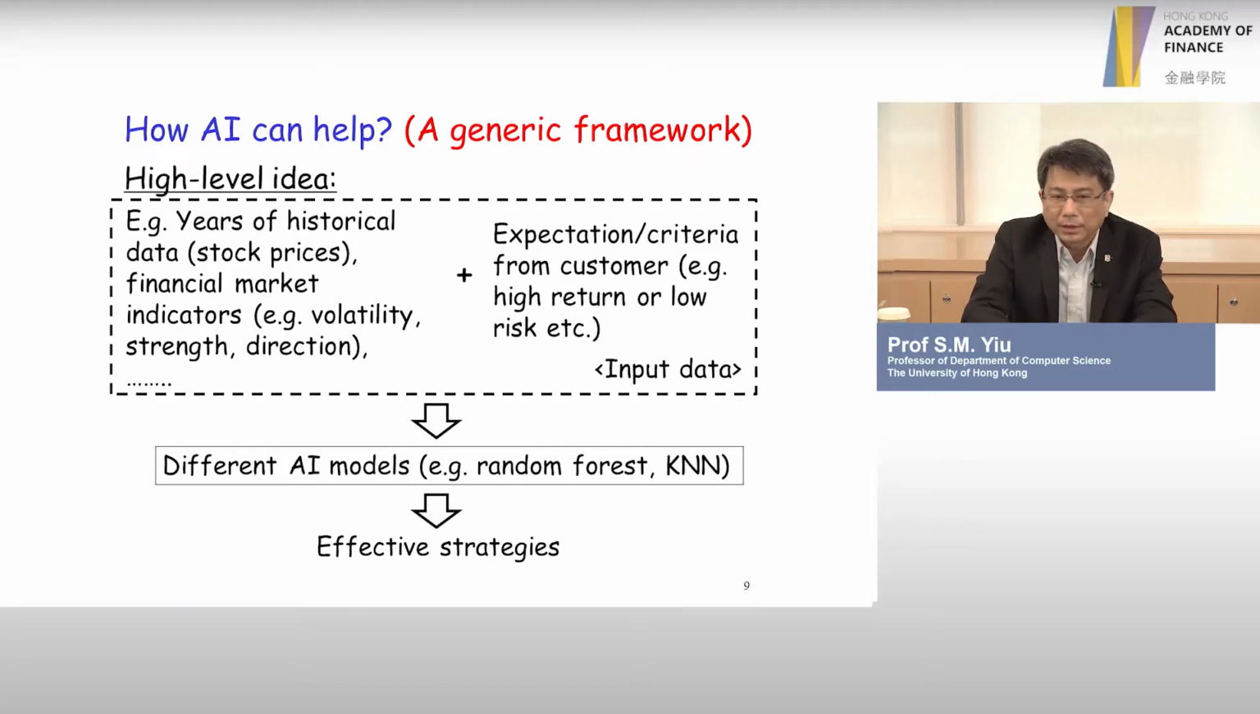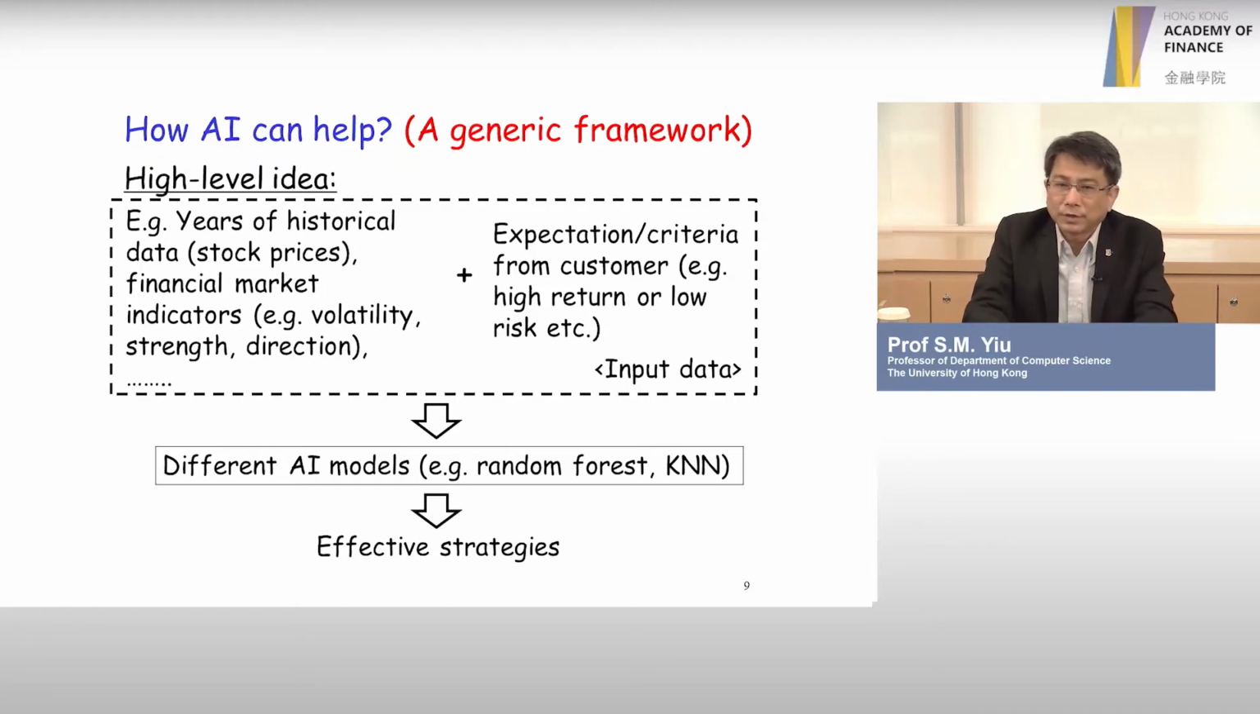Now, in our particular example, on the left-hand side, we are talking about the historical data. For example, stock prices, 5 years, 10 years, 15 years, 20 years. And there are many financial market indicators like the volatility, strength, direction, and so on and so forth. If you look at the existing list of indicators, there can be more than 200 of them, all right? So basically, we will try to have this as our input data.